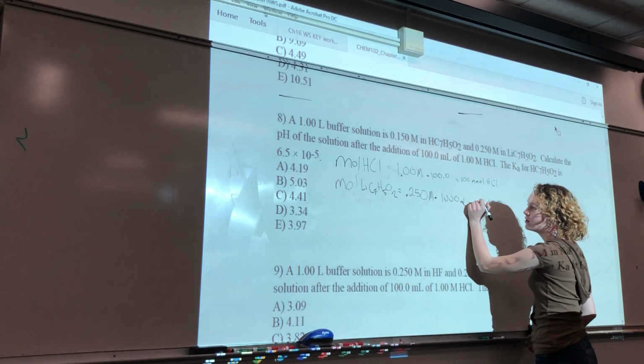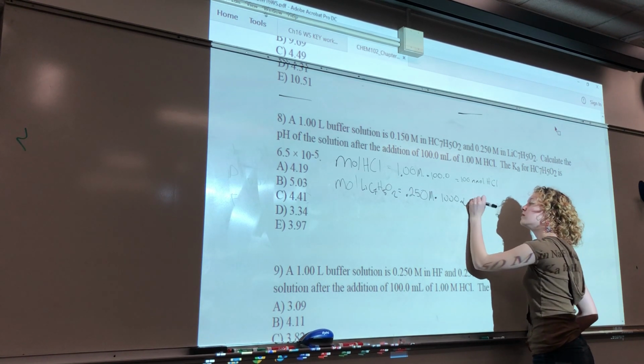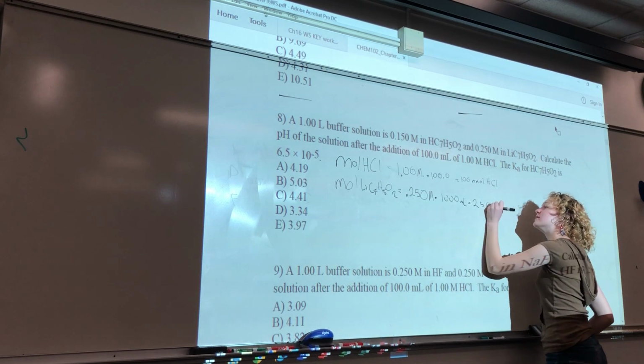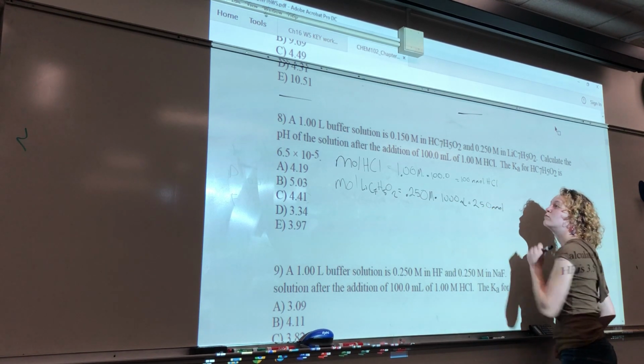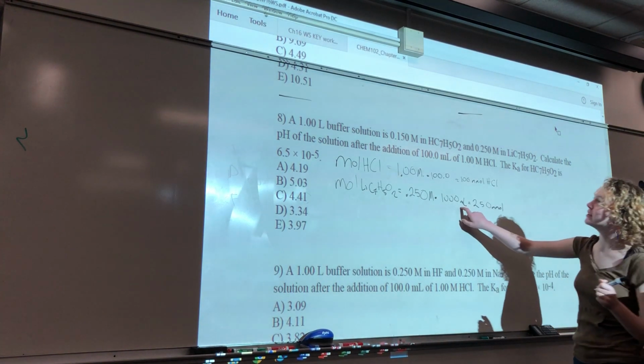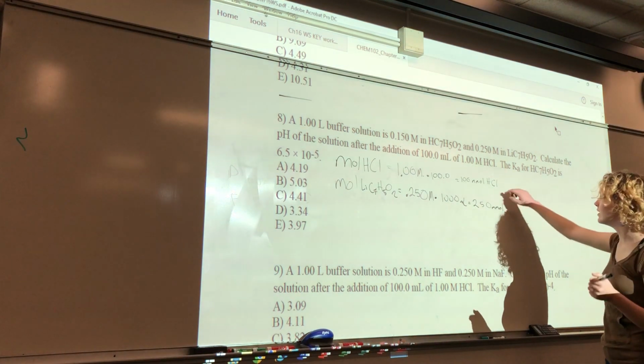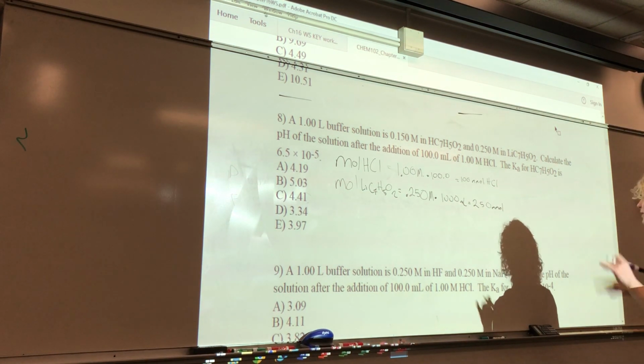Equals... 250? Millimoles, 250 millimoles. Oh, moles. Millimoles. I changed it to milliliters, 1 liter to milliliters, because otherwise you have moles and millimoles, and I don't want to deal with that.